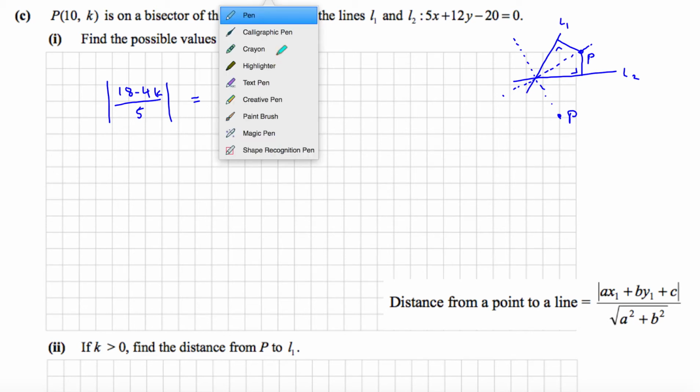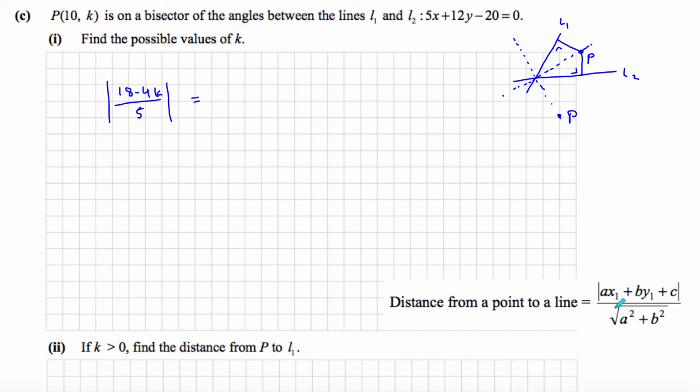So once again, we're going to carefully find our values. A for L2 will be 5. B value will be the coefficient of y, which is 12. And finally our C value will be the constant at the end, negative 20. Okay, so we're going to substitute these in. Obviously our 10 is our x1 and k is our y1 value in here as well.